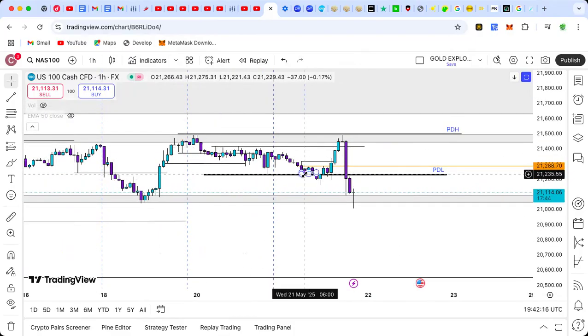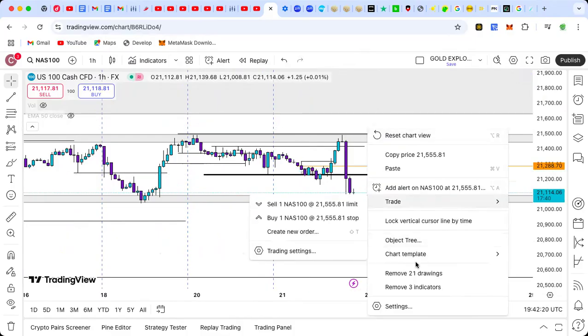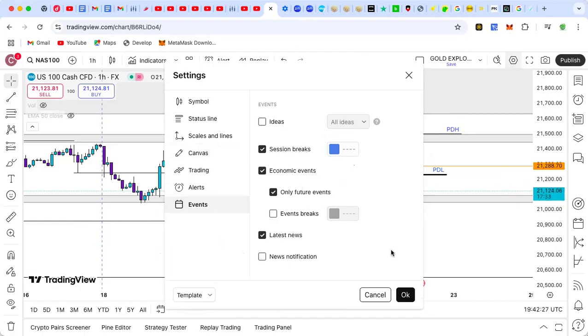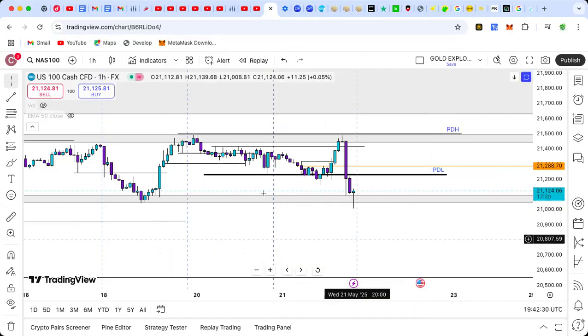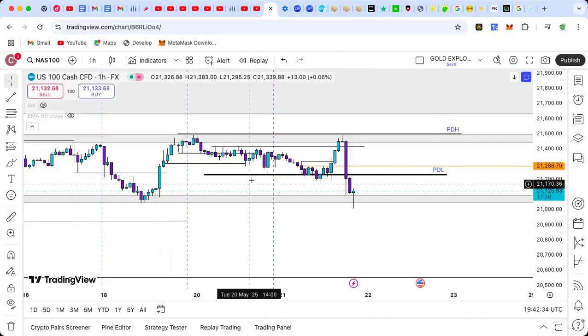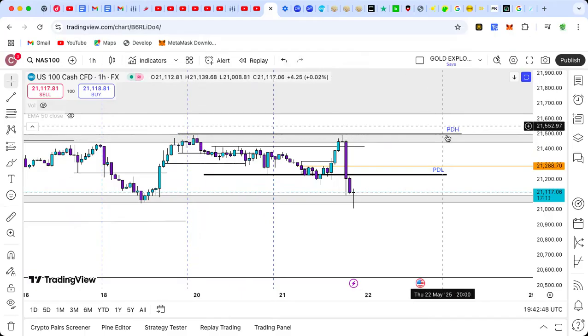First thing you want to do is to right click on your TradingView and go to your settings, and then go to events and put in session breaks. Then what to do now is that I want to mark yesterday's low, and this was here. So you go to your trend line and draw to get yesterday's low. Then I want to mark yesterday's high, right? Yesterday's high was here, and that was why you see I put it.